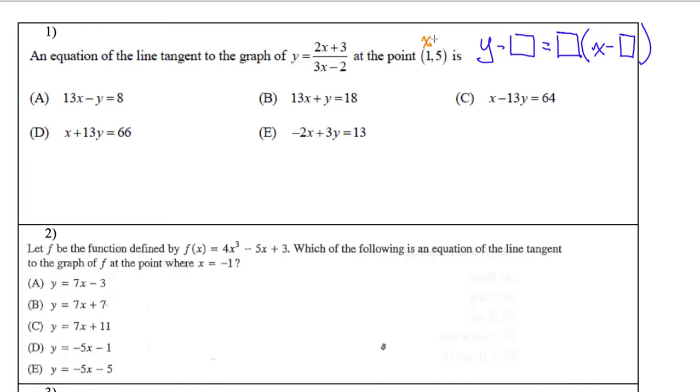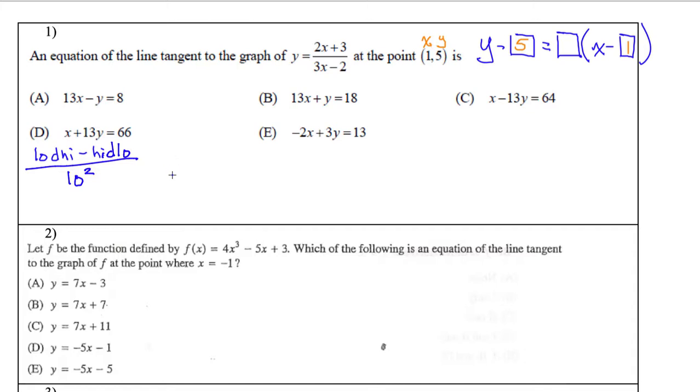So from here we need to plug in what we have. We have the x-coordinate of 1, we have the y-coordinate of 5. So the x-coordinate is 1, the y-coordinate is 5, and then we need to find the slope here. So the slope, when I plug in 1, I need to take the derivative and plug in 1. I have a quotient, which means I'm using what rule? Quotient rule.